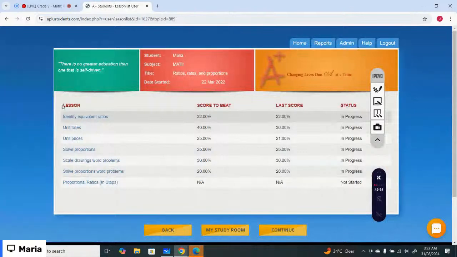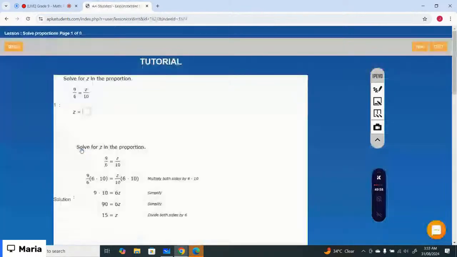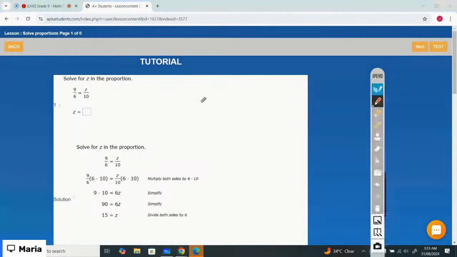The next lesson is solve proportions. Okay, solve for z in the proportion. You are given the proportion 9 over 6 equals z over 10. You have to solve for z, right? So how do we solve? You have to do the cross multiplication.